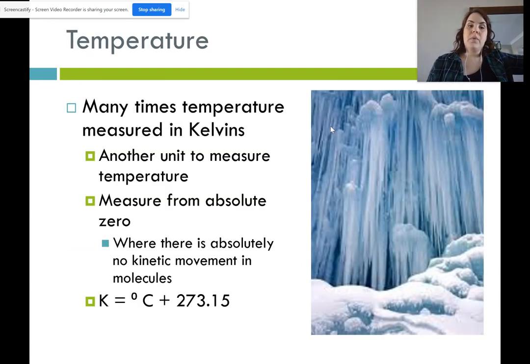Temperature, oftentimes in these types of calculations, is going to be measured in something called kelvins instead of degrees Celsius or degrees Fahrenheit. This is another unit of measurement that we use to measure temperature. And what's beneficial to us in these types of calculations is it's measured from absolute zero. So absolute zero is technically negative 273.15 degrees Celsius, but essentially it's where there is no more kinetic movement in the molecules.